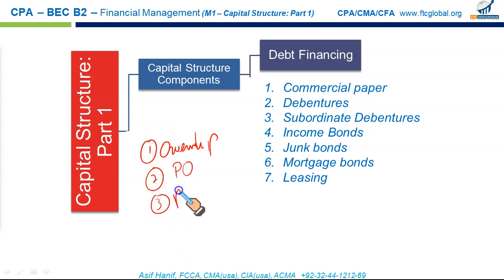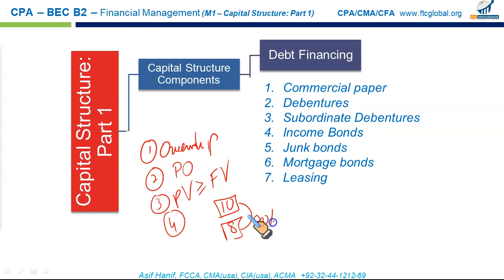Third, if the present value of minimum lease payments plus any guaranteed residual value is equal to or substantially equal to or greater than the fair value of the asset at the start of the lease, then it's a finance lease. Then the fourth one, let's say the asset has a 10 years life and the lease term is 8 years, which means 80% of the life of the asset is covered under the lease. So remember, the criteria is that if more than 75% of the life of the asset is covered in the lease term, then it will be considered as a finance lease.